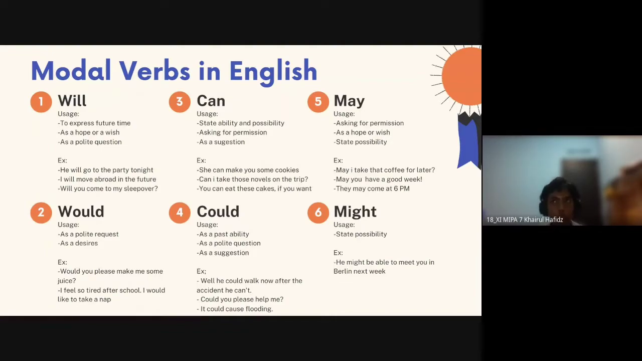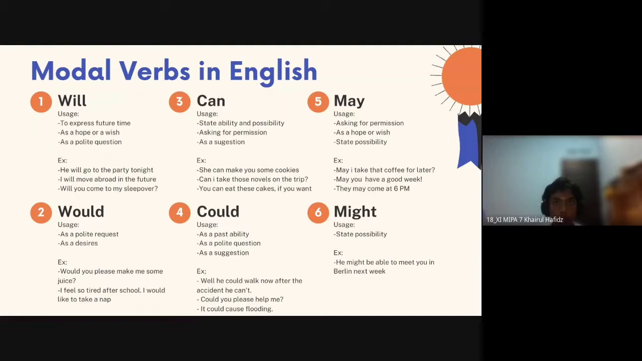Would. The usage of would is as a polite request and to express desires. Example: would you please make me some juice? I feel so tired after school. I would like to take a nap. Can. The usage of can is to state ability and possibility, asking for permission, and also as a suggestion. Example: she can bake you some cookies. Can I take those novels on the trip? You can eat these cakes if you want.